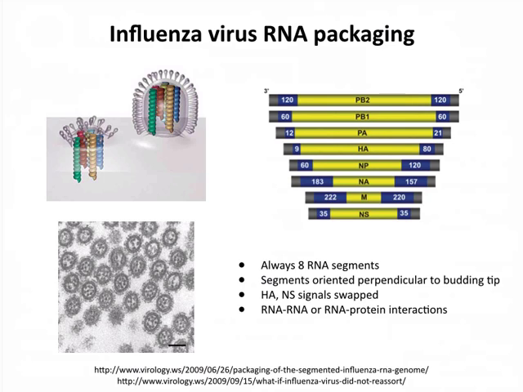So if you just look at the bottom EM here, you can see there are 8 RNAs in them, and they're all oriented parallel to one another. You can see them because you can see the cross sections. And on the top is a model of how this happens during budding. Here's the forming virus particle, and the viral glycoproteins are on the surface of the plasma membrane of the cell. And then these ribonucleoproteins are oriented perpendicular to the budding tip, so that the budding tip would be the edge of the virus as it's emerging from the cell. So there's some mechanism that gets the RNAs oriented this way into the particle.